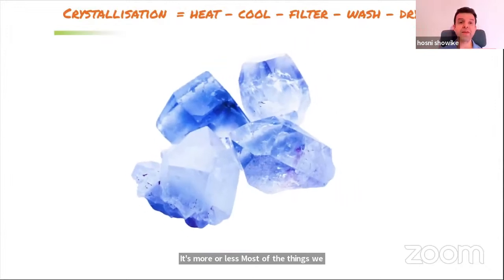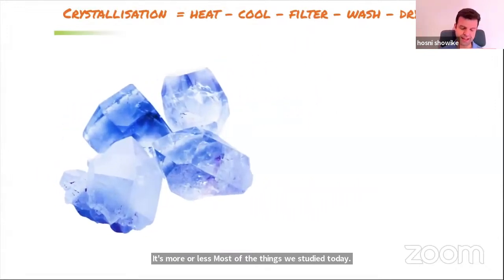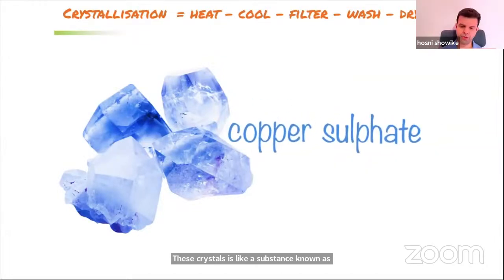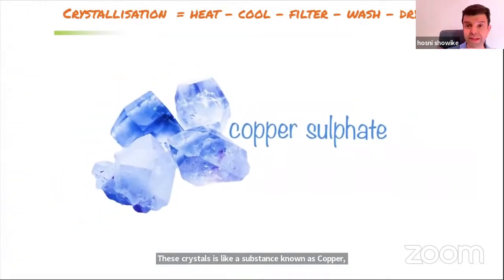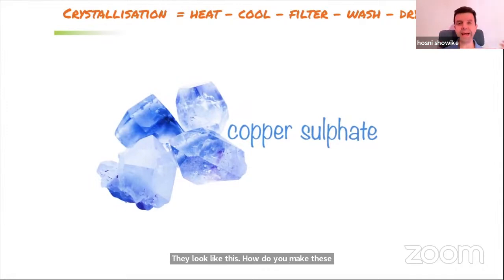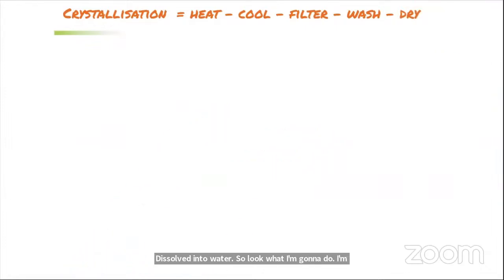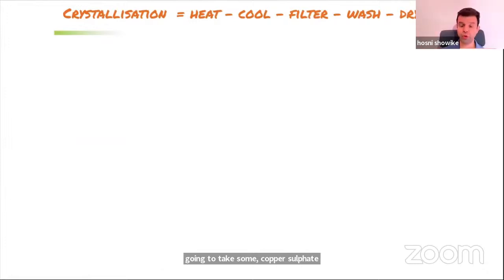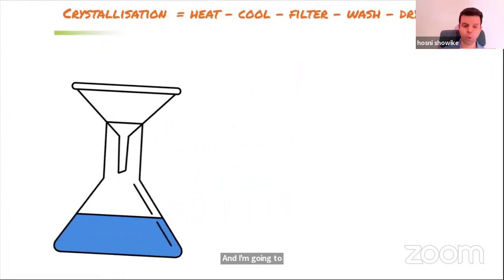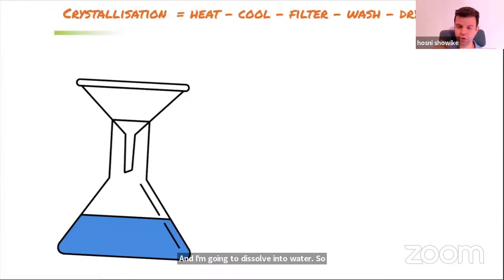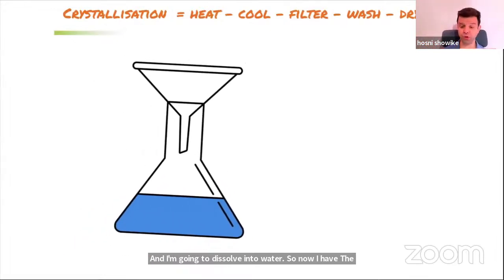Let's say someone asks you to make these crystals that you have here. These crystals are a substance known as copper sulfate crystals. They look like this. How do you make these crystals? The very first thing you would need is the actual copper sulfate dissolved into water. So step number one, I'm going to take some copper sulfate and dissolve it into water. So now I have the copper sulfate right here dissolved into water.